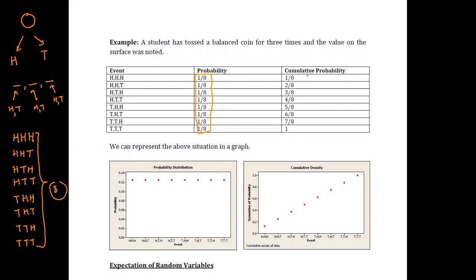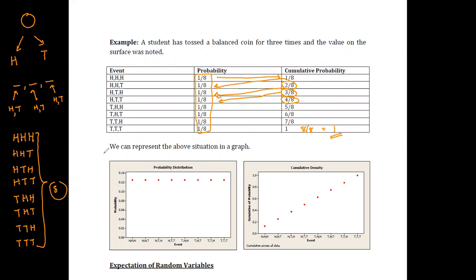Then to get the cumulative probabilities, we assign the first value as it is. Then this value is added to the next row value, which sums up to 2 over 8. Then the 2 over 8 added to another 1 over 8 becomes 3 over 8. Added to another 1 over 8, it will be 4 over 8. Likewise, at last it will be 8 over 8, which is 1. Therefore, when constructing these cumulative probabilities, the last row gives the value 1.